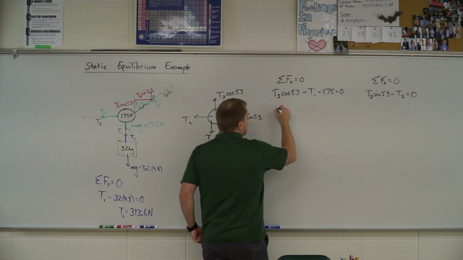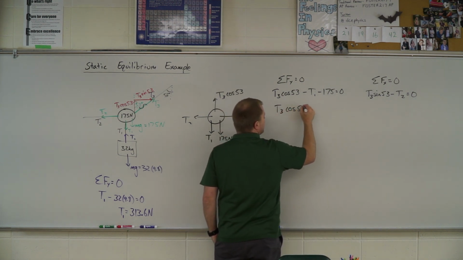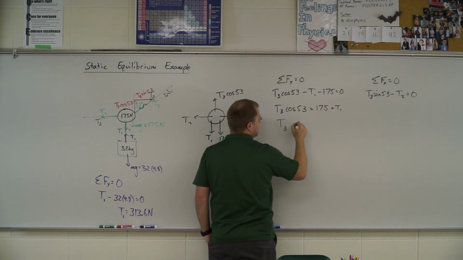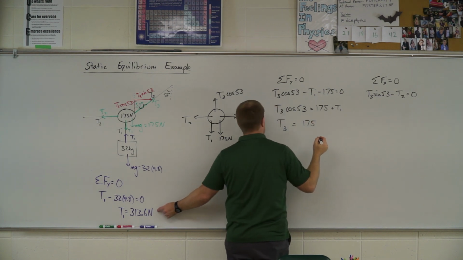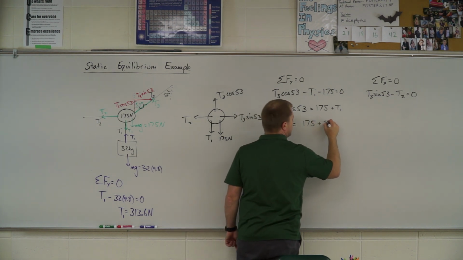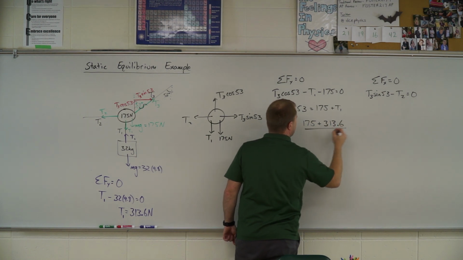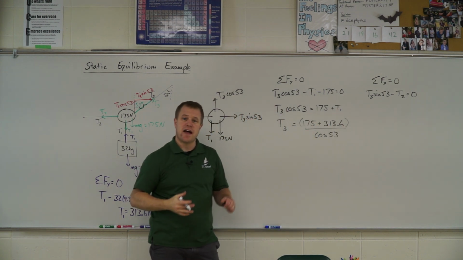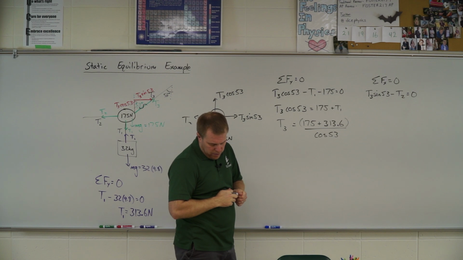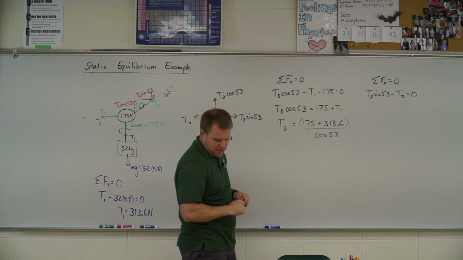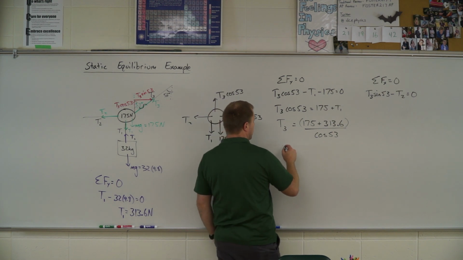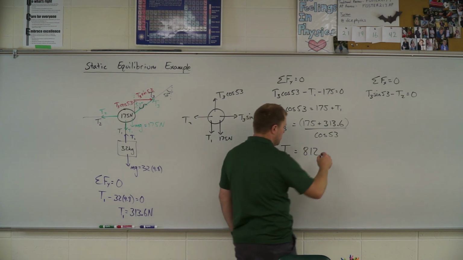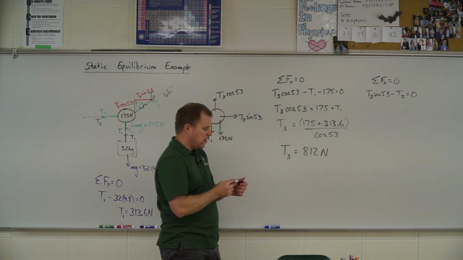So let's go ahead and do that. So T3 cosine 53 equals 175 plus T1. Divide the cosine 53 over, so I have T3 is equal to 175 plus, substituting in my T1, 313.6, all divided by the cosine of 53. When you type that in your calculator, make sure you have parentheses around that stuff on the top, or do that first. What we end up with when we plug in for finding T3, you should get 812 newtons. So T3 is, roughly, I guess, 812 newtons.